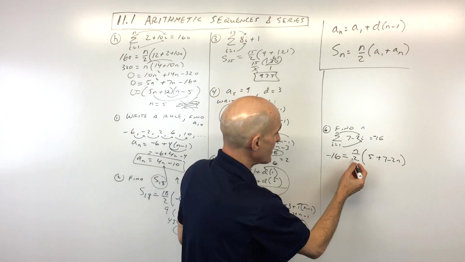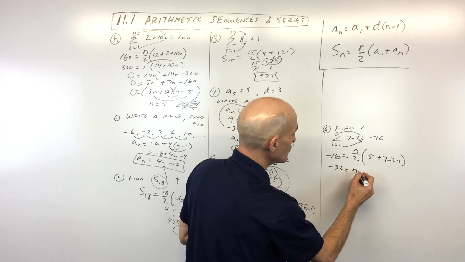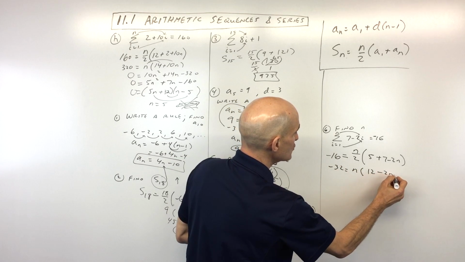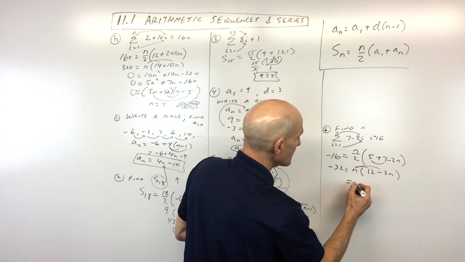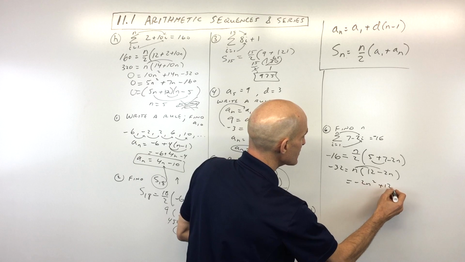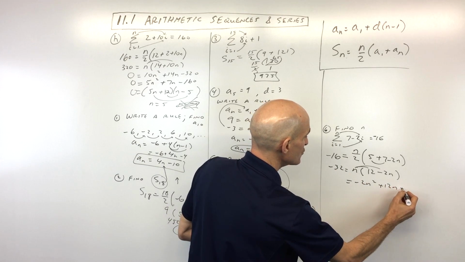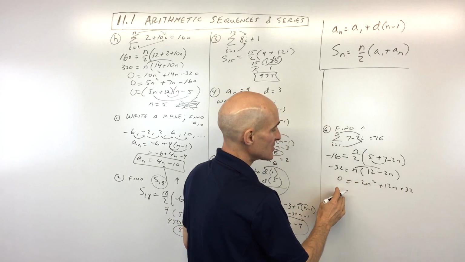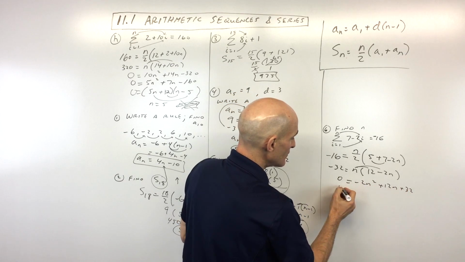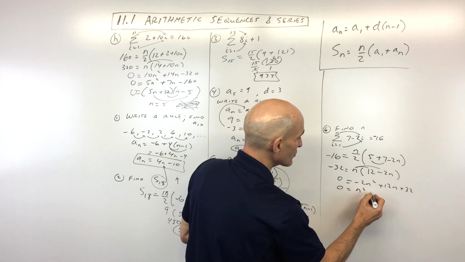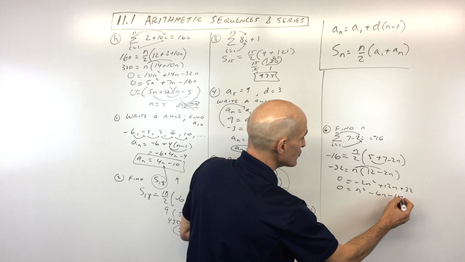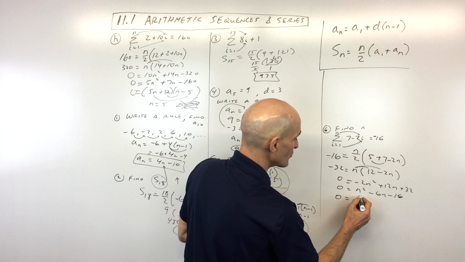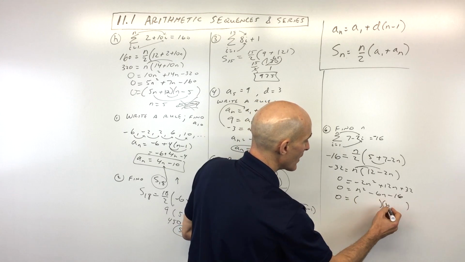I'm going to multiply both sides by 2. That comes out to negative 32 equals n times 12 minus 2n, just combining like terms. And then if we distribute the n, you can see we're getting negative 2n squared plus 12n. I'm going to add the 32 to the other side, set this equal to 0. I'm going to divide everything by negative 2 just to make it a little bit easier to factor or solve. And so now what we're going to do is we're going to factor and set the factors equal to 0. Or you could do the quadratic formula.